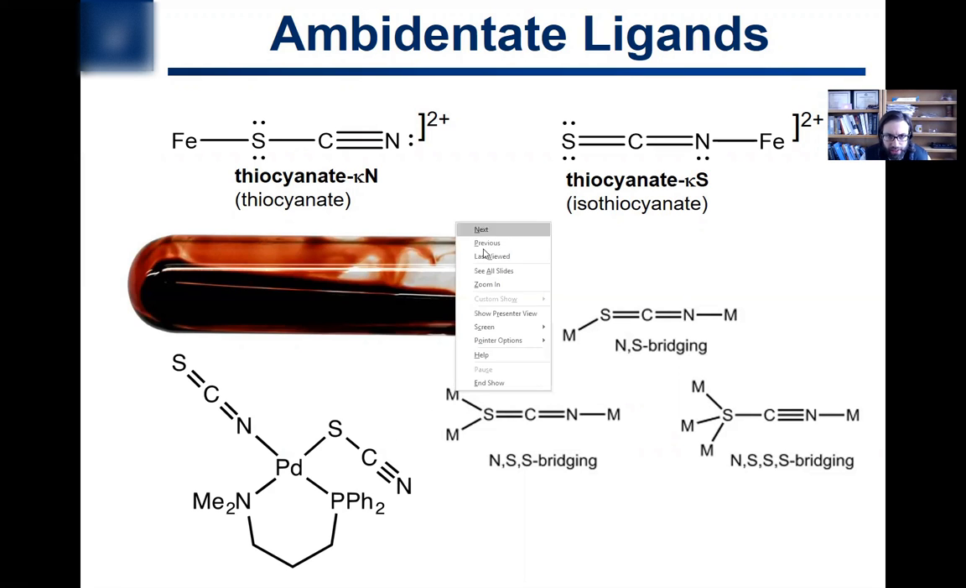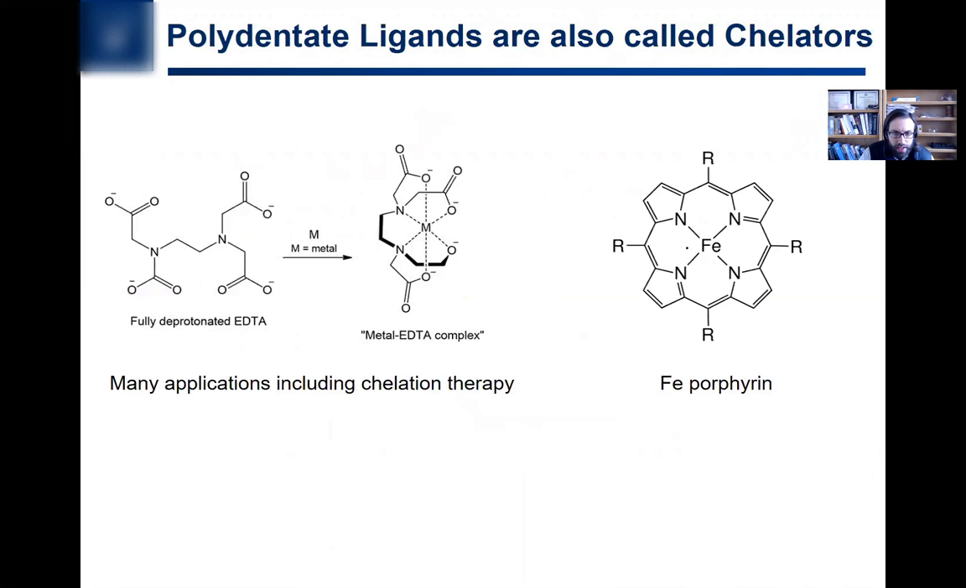Kappa S, sorry, that's a typo. I'll make sure to fix this on the slides online. This should be kappa S. I got this backwards. Okay, and this is kappa N. Hopefully you can see how I got this backwards, right? We're binding through the sulfur there, so that's thiocyanate kappa S. And this we're binding through the nitrogen, so it's thiocyanate, and we'll call it kappa N. So the kappa just tells you where it's attaching through, versus using this old name of isothiocyanate.